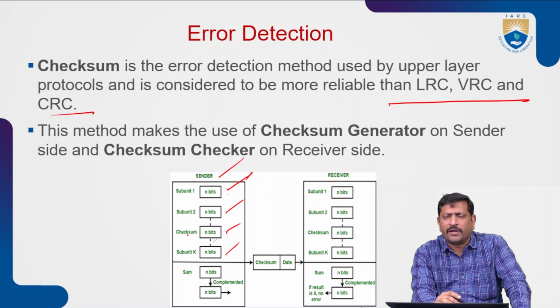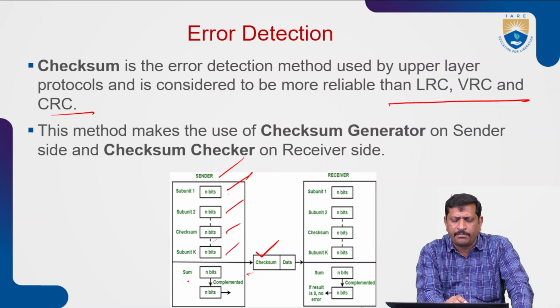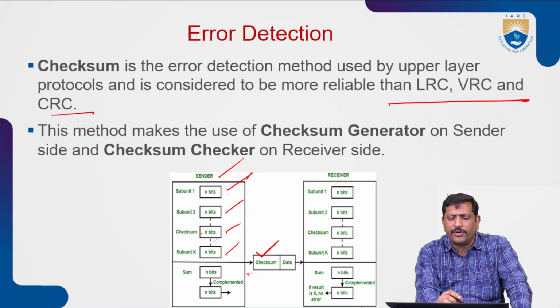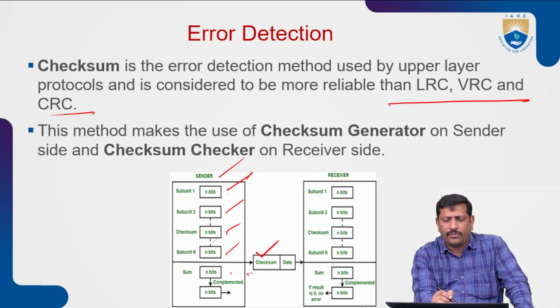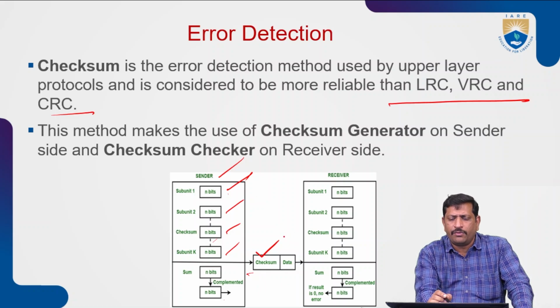After dividing the message into subunits, we calculate the checksum by summing all the subunit bits. From this sum, we take the complement, and that gives the checksum. The checksum is then added to the original data being transmitted.